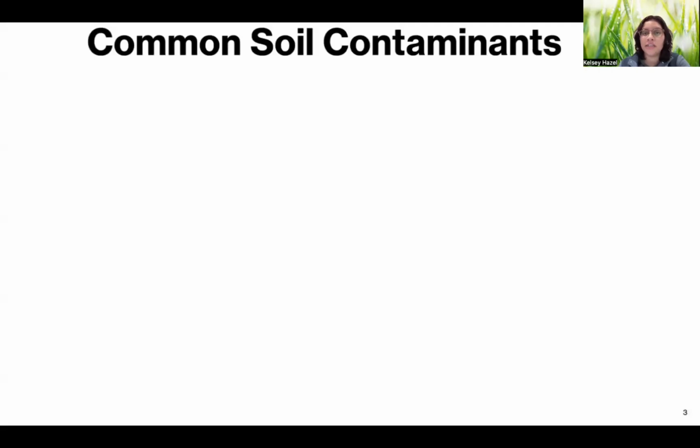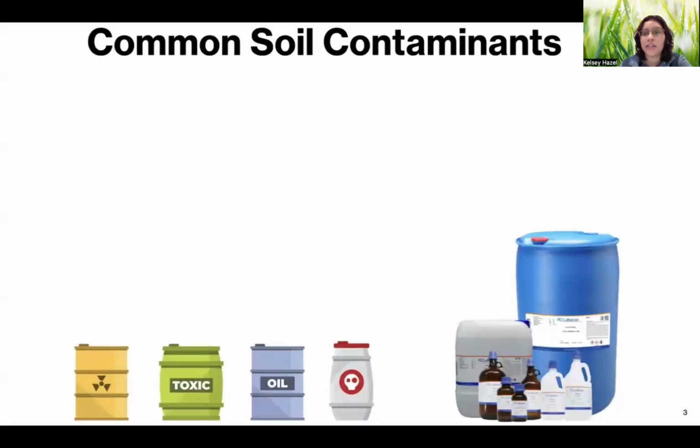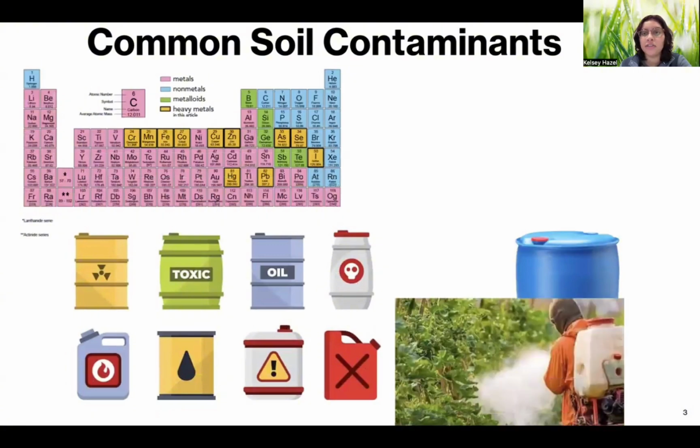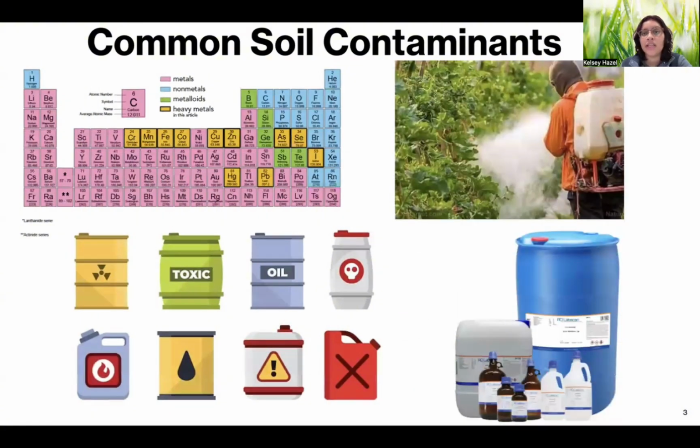Common soil contaminants include pharmaceutical products, petroleum and hydrocarbon products, heavy metals, and pesticides. These contaminants can arise from a variety of manufacturing processes. These can include construction, transportation, and even agriculture.